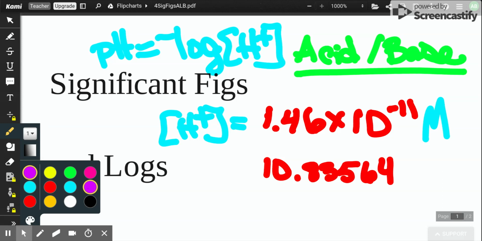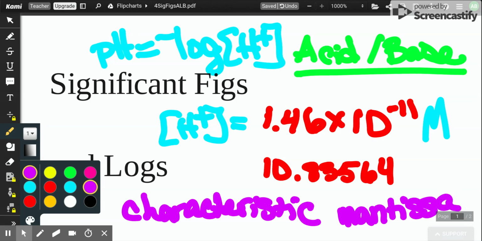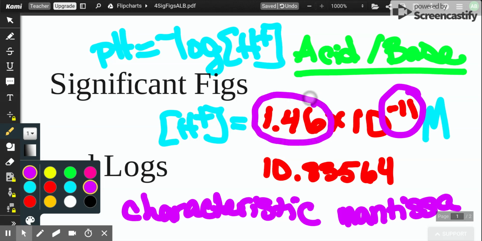One is called the characteristic. One is called the mantissa. These are math terms. The characteristic is going to be the one that has the most influence over what your answer is going to be, and in scientific notation, the characteristic is found up here. The mantissa, which tells you how much above or below that number it's going to be, is this.